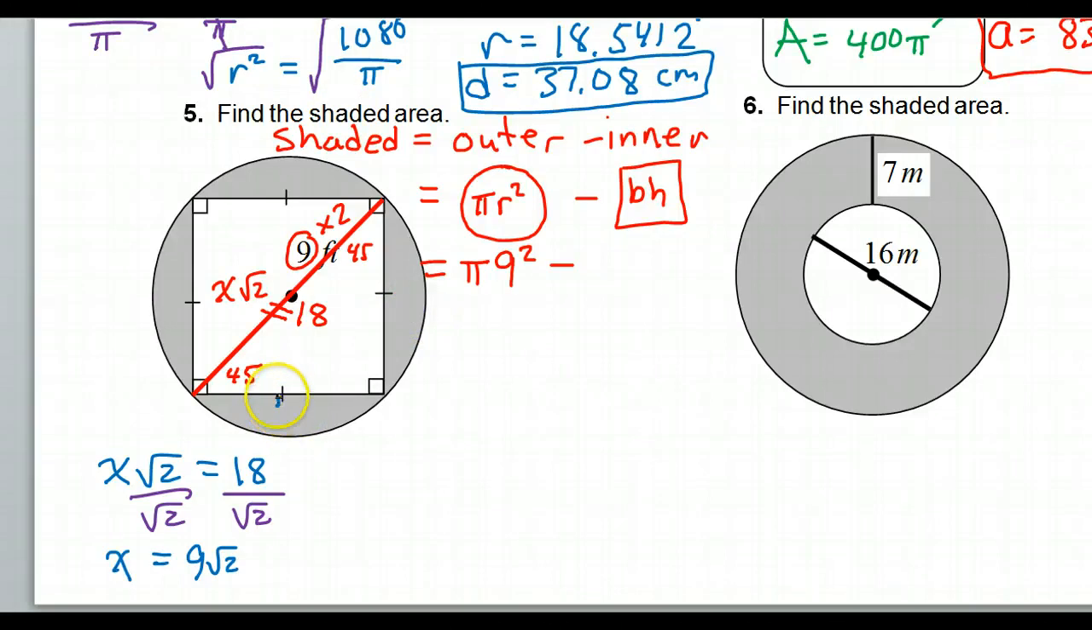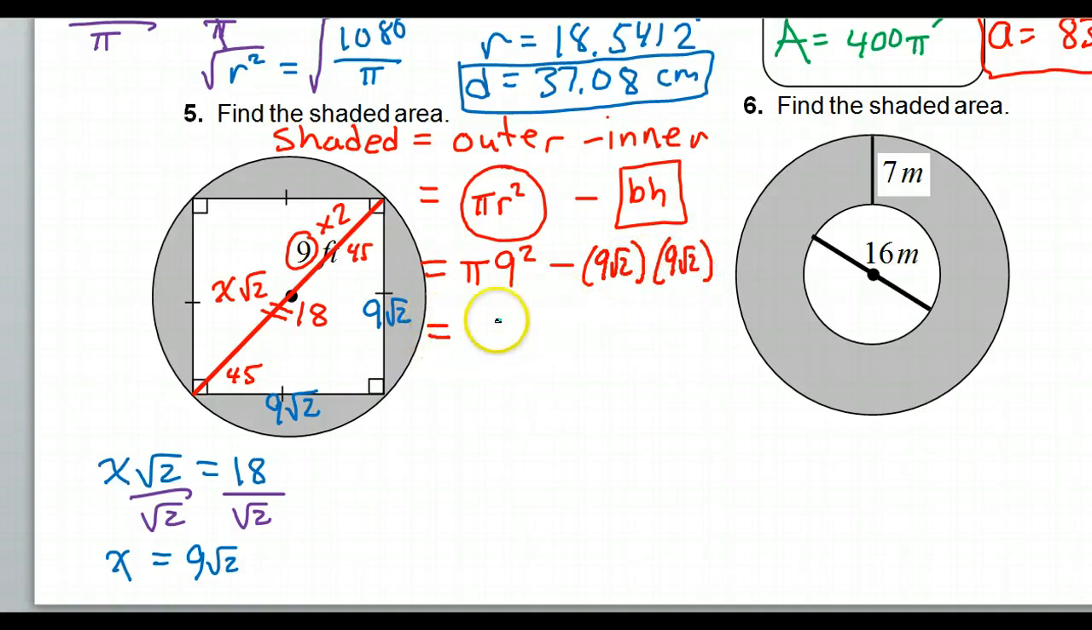Okay, that means this is 9 radical 2 and this is 9 radical 2. Well, guess what? Now we know the base and the height. They're both 9 radical 2. So back to the problem, I wanted to do base times height to find the area of the square. And now I know it. So that's 9 radical 2 times 9 radical 2.